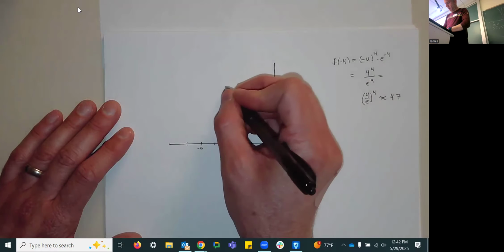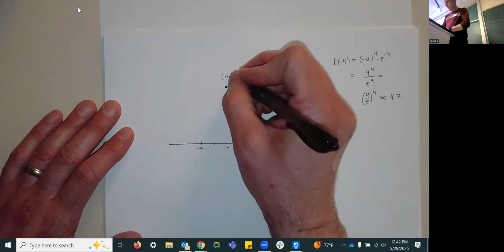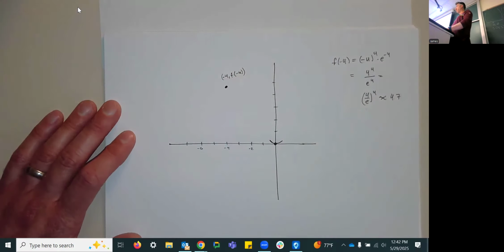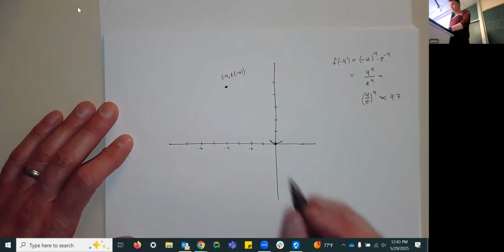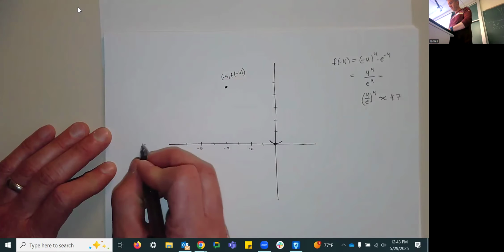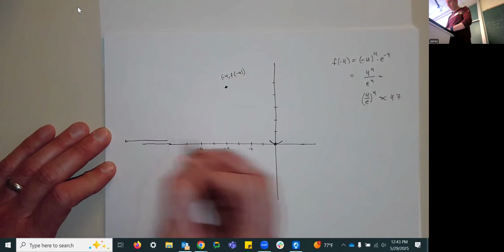So right about there, my -4 comma f of -4, that's about where my relative maximum is. And so we're going to draw this. We know we have a horizontal asymptote out to the left. It's going to look something like this. Come up.